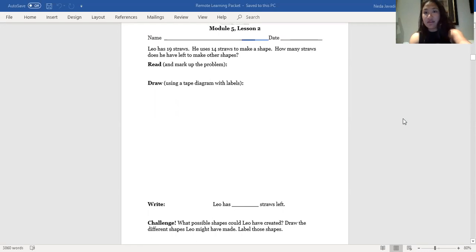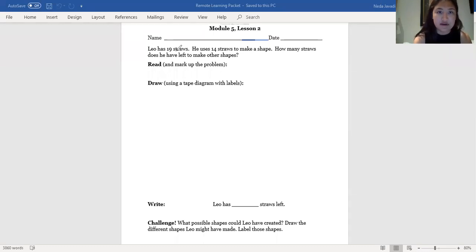Read it with me on your own. It says, Leo has 19 straws. Mark up the problem as you read. He uses 14 straws to make a shape. How many straws does he have left to make other shapes? Pause and mark up your problem. Go.